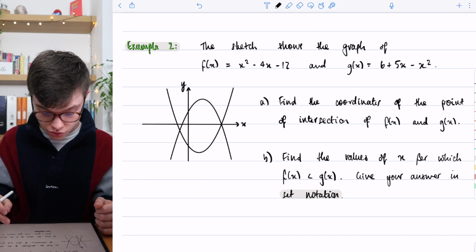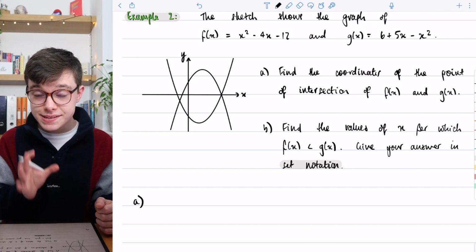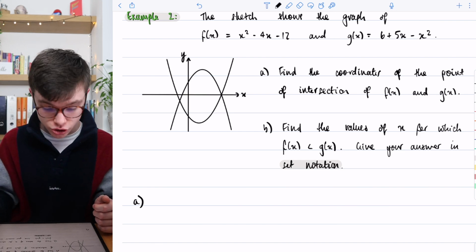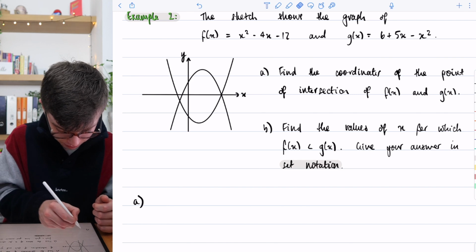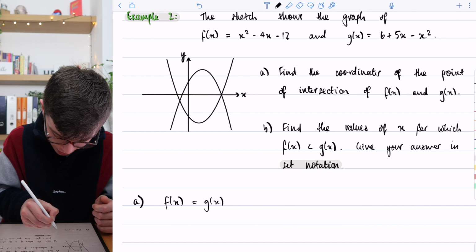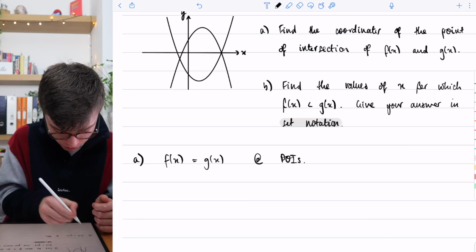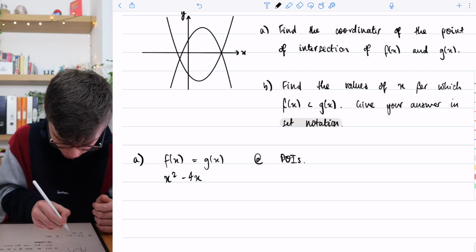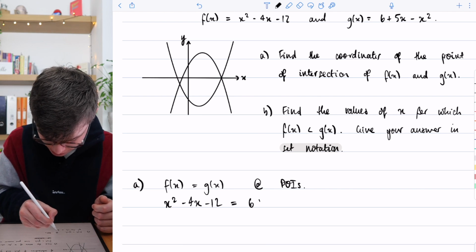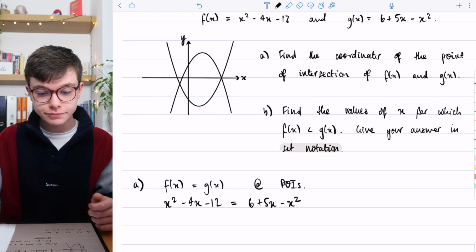Okay, let's do the final part of working for this video. To find the points of intersection, just set the two curves in this case equal to each other. So, f of x, we'll write it like this, will be equal to g of x at the points of intersection, or POIs. So, if we write that in, x squared minus 4x minus 12 will be equal to 6 plus 5x minus x squared.